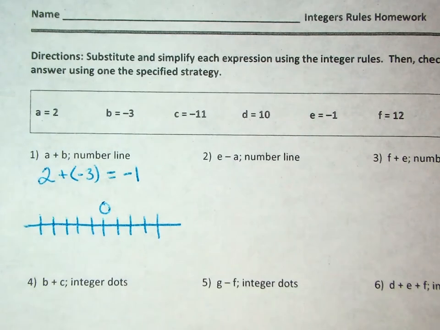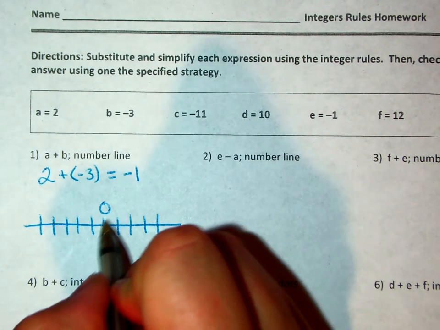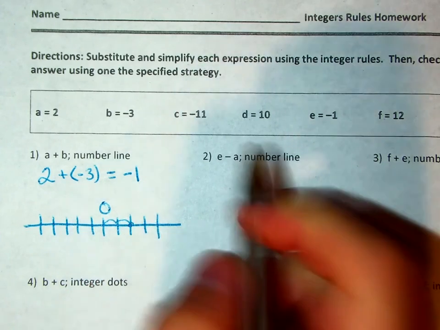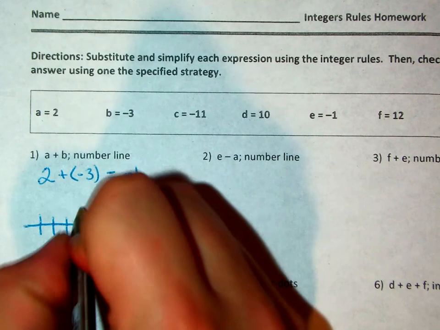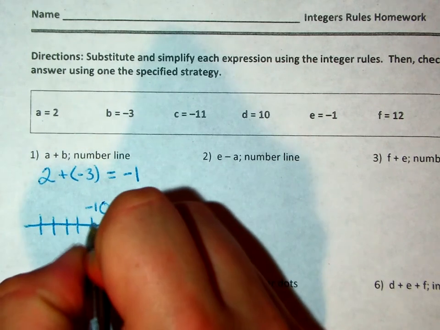So if I identify 0 as this point in the middle, and I move forward 2 spaces, and then move backwards 3 spaces, that again puts me at -1.